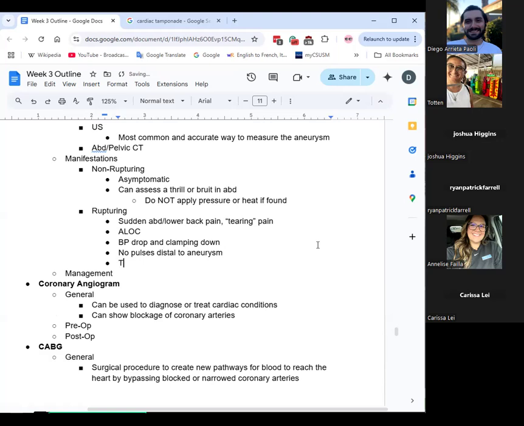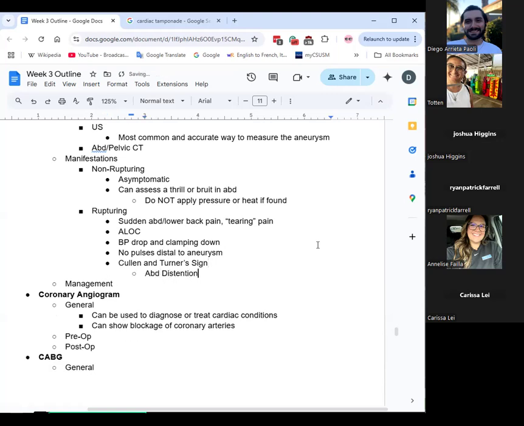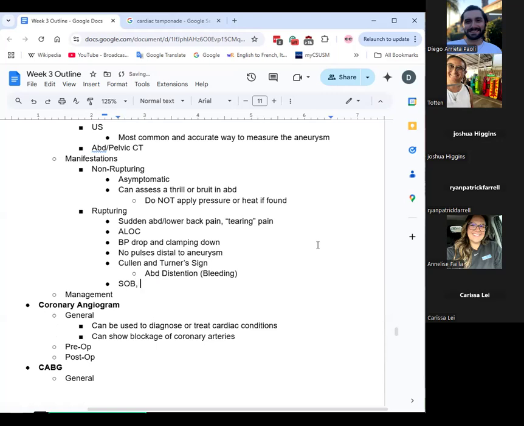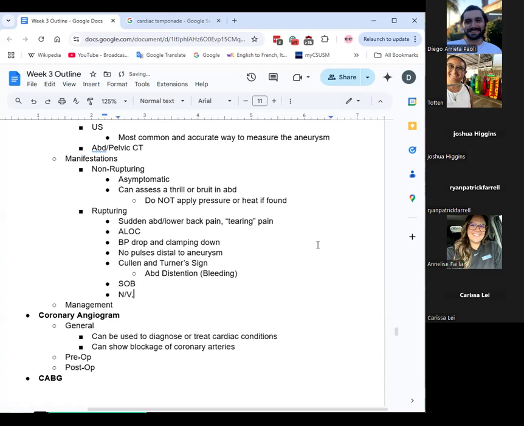Yeah, exactly. Cool. So the Turner and Cullen signs. Probably let's go with Cullen and Turner sign. It also goes with abdominal distension. In this case, it's the bleeding that that's referring to. Maybe assess the abdominal girth. They might have shortness of breath due to compensation. Due to all of this happening, they might also be dizzy, nauseous. Let's say nausea, vomiting, dizziness. All of this stuff you can attribute to shock, lack of perfusion, and whatnot.